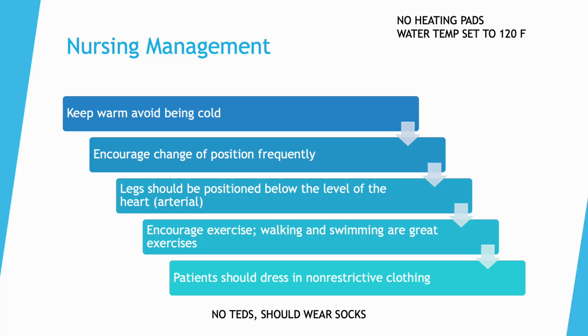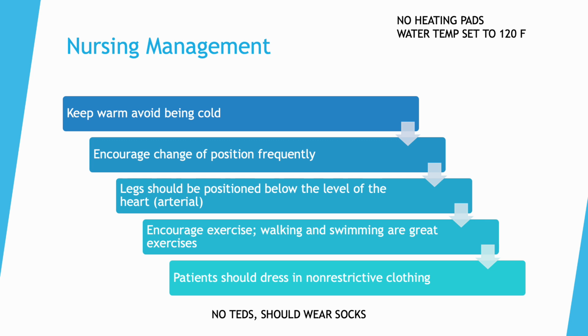All right, so this is just in general. Anybody that has peripheral artery disease, you want to keep them warm. They need to avoid being cold, because when you're cold, you have vasoconstriction. Just like I told you with people with coronary artery disease, they need to be warm, because if they get cold and those coronary arteries constrict, they could get unstable angina or angina, right? Encourage them to change position frequently, because they need to be walking around. Legs should be positioned below the level of the heart for arterial vascular disease, because they're going to get pain if not. So they'll probably just do that anyway.